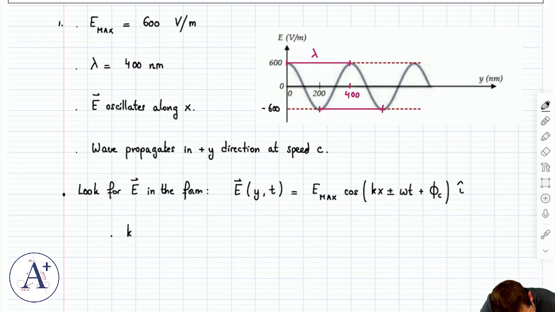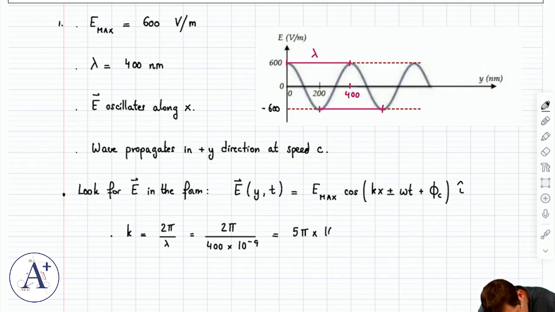We know lambda. k is 2 pi over lambda. That's 2 pi divided by 400 nanometers, which I have to put in meters, and so that's going to be 5 pi times 10 to the 6, 1 over meters.